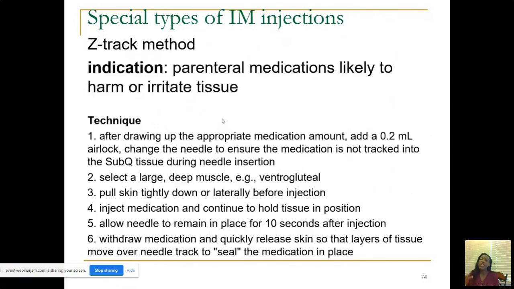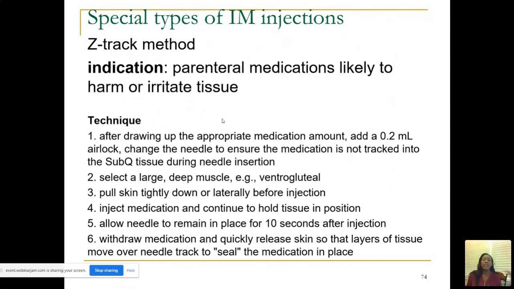So we do Z-tracks for a couple of reasons. We use Z-track method for medications that are like Depo-Provera. They release in your system little by little by little for months. And we use Z-track for any medication that's going to stain the skin, like iron. We want to use this modality to avoid that, okay?